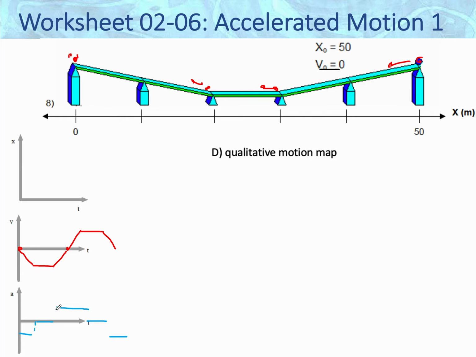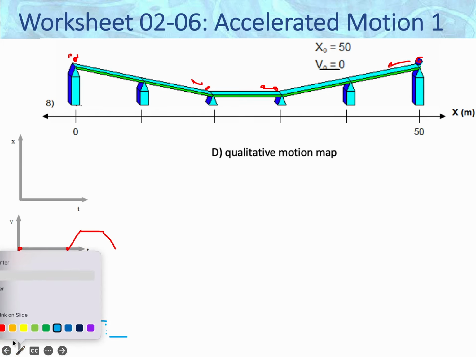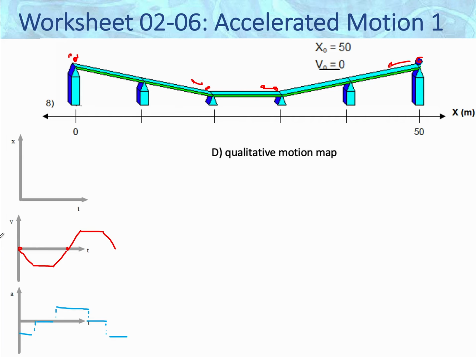Sorry, these should be completely horizontal. They're not quite, but you get something like that. And then finally, position versus time. This one just gets bizarre. It starts out at 50, so I'm going to start up here.